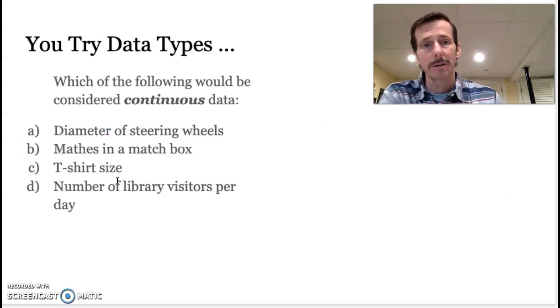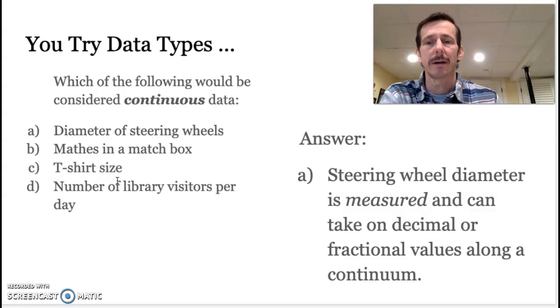So again, pause, read these, take a pick. Which of these is continuous? Pause. Okay, there you go. That is diameter. These are countable. T-shirt size, that's not really a numeric variable anyway. But if you take AP Stats, you will learn about categorical variables, and that would be one of them.